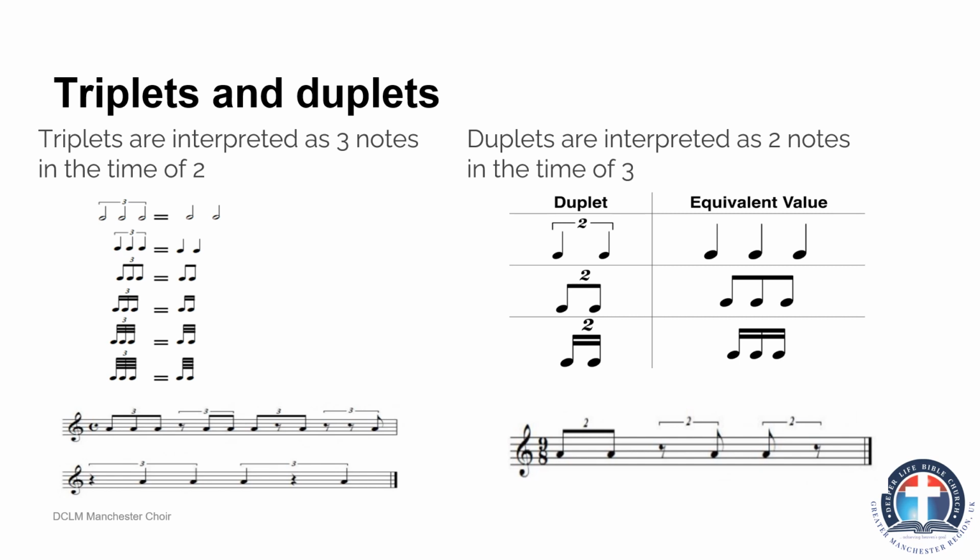So 2 crotchets with a duplet over them are sung in the equivalence of 3 crotchets. 2 quavers with a duplet over them are sung in the equivalence of 3 quavers, and it goes on and on. For example, you have 2 quavers with a duplet over them. You could also have a quaver note and a quaver rest as part of the duplets, as we had in triplets also.